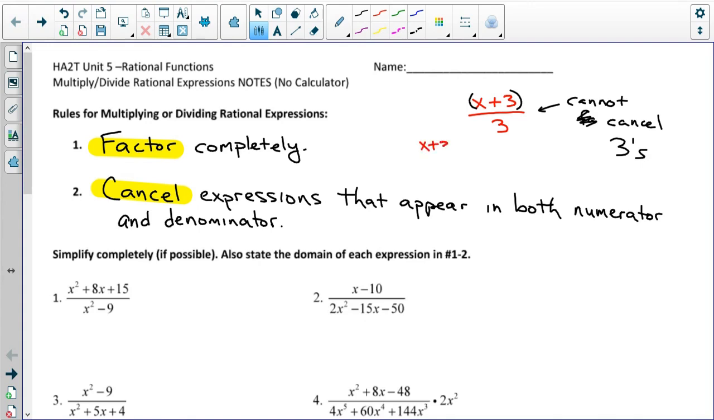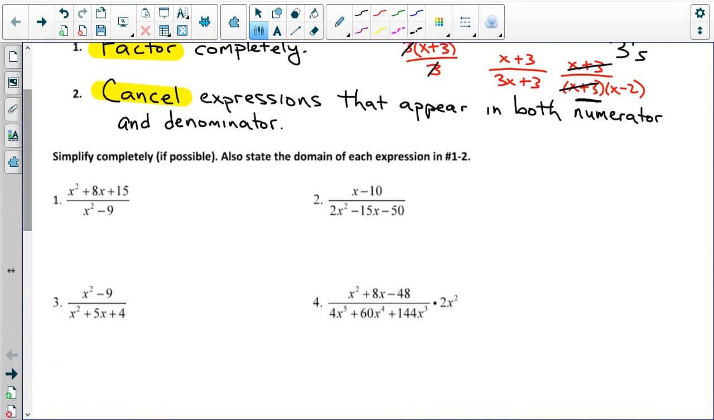So if I have x plus 3 times 3 over 3, I am allowed to cancel these 3's. Also, if I have x plus 3 over 3x plus 3, I cannot cancel anything. But if I have x plus 3 over x plus 3 times x minus 2, I would be allowed to cancel these x plus 3's because notice that this x plus 3 was multiplied by the rest of the denominator. So that's just kind of a quick reminder.